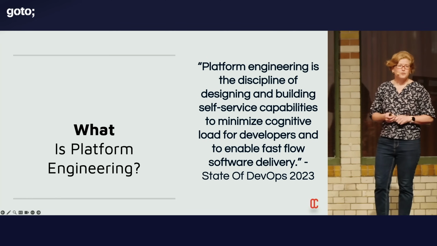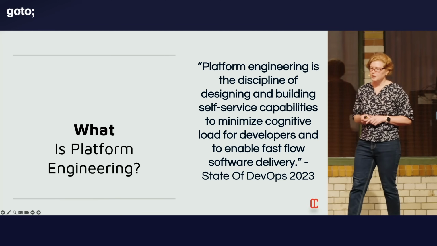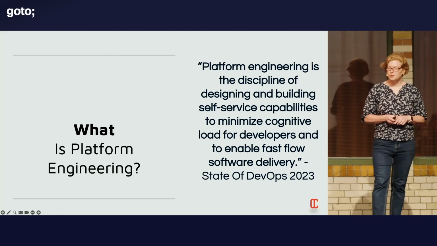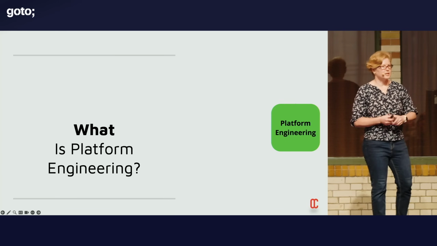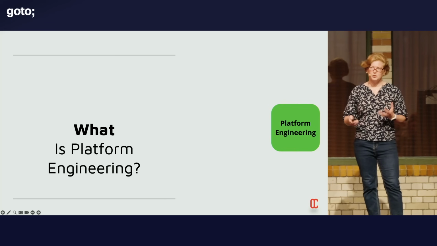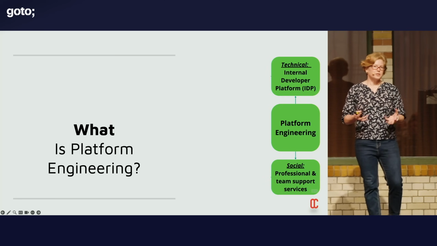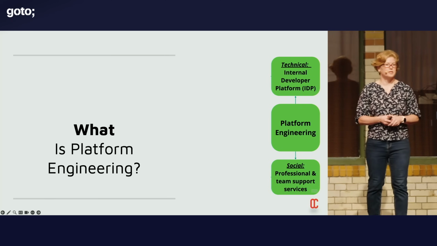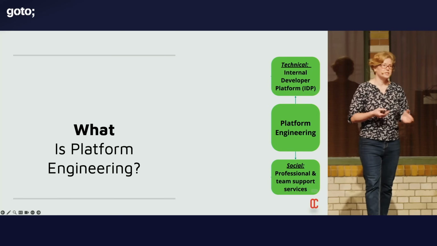So this is a definition from the State of DevOps report from 2023, and it talks about platform engineering as being the discipline of designing and building safe self-service capabilities to minimize cognitive load for developers and enable fast flow software delivery. A little bit of a mouthful, but if we break that down, essentially platform engineering is a socio-technical discipline which combines two pieces. There's a social part, and there's also a technical part. And together, these two provide a way to help your internal developers within an organization really make it easy for them to build and deploy and run their products into production.